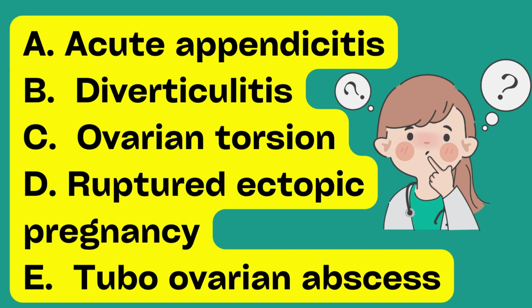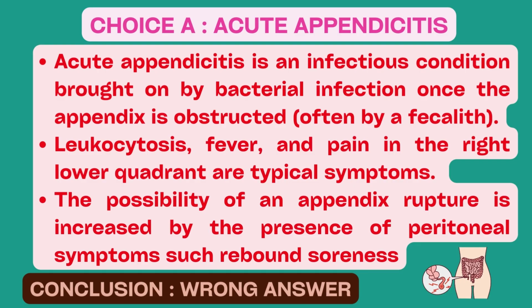When there is no blood flow to the ovary, ovarian torsion can be immediately identified by pelvic ultrasonography. Surgery is needed to re-establish blood flow because this diagnosis requires immediate attention. Now let us look at the different options here. Choice A is acute appendicitis.